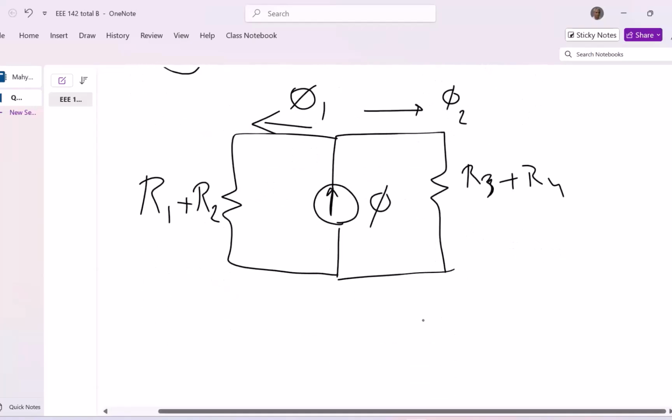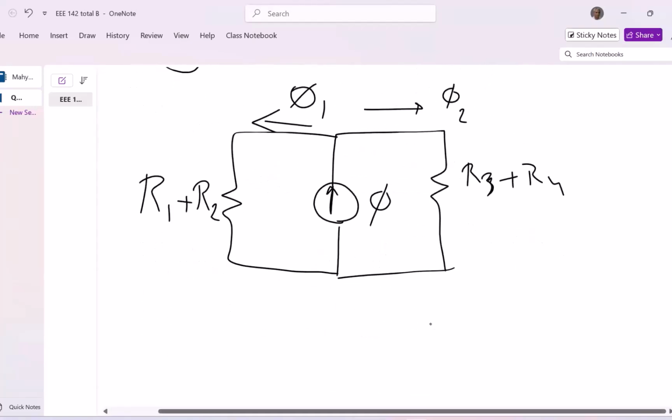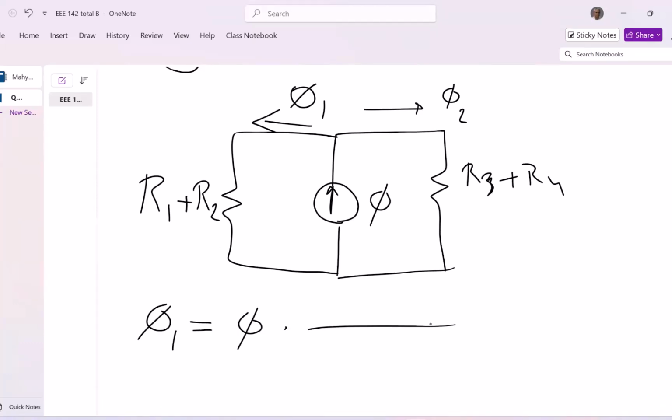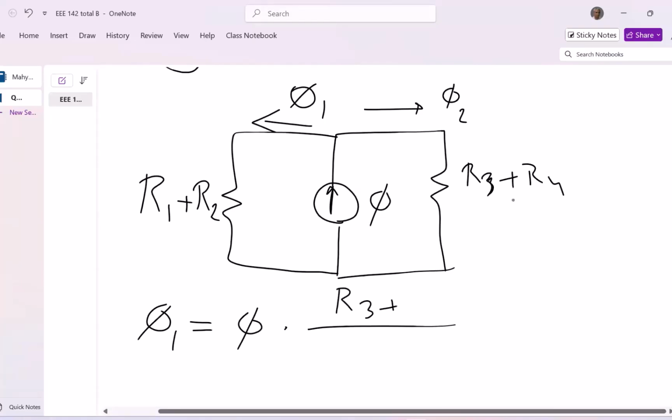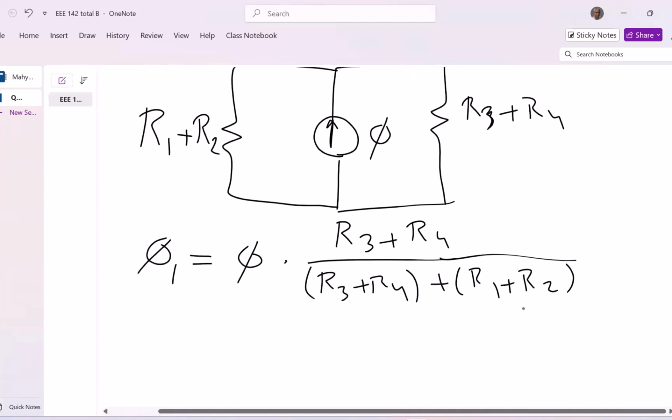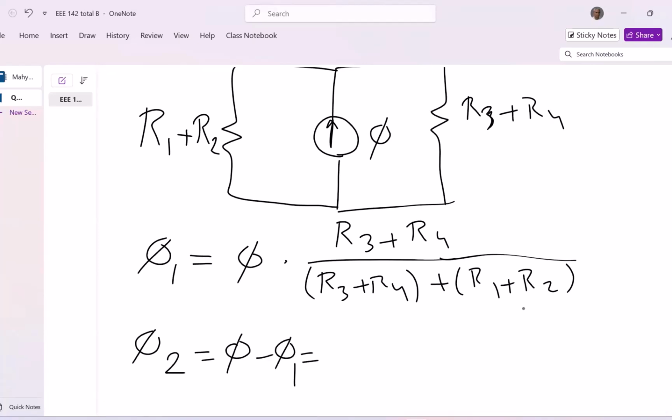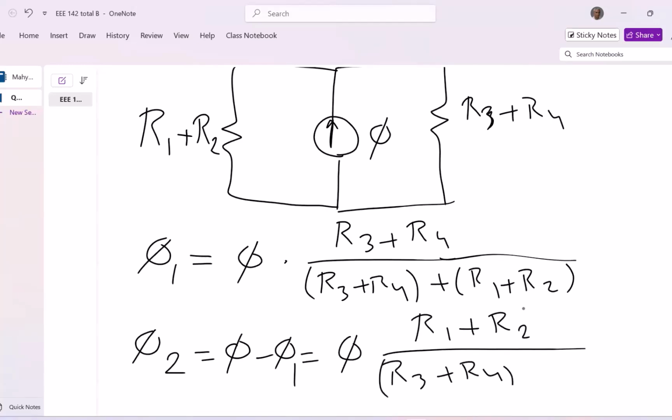So you know that this is a share of current, right? So phi 1 would be the share of phi times the reciprocal of the resistances. So for the left-hand side, you have to put R3 plus R4 in the numerator, and then R3 plus R4 plus R1 plus R2 in the denominator. And for phi 2, that's the same approach, or you can just say phi minus phi 1, which would be the same as phi times now R1 plus R2 over R3 plus R4 plus R1 plus R2.